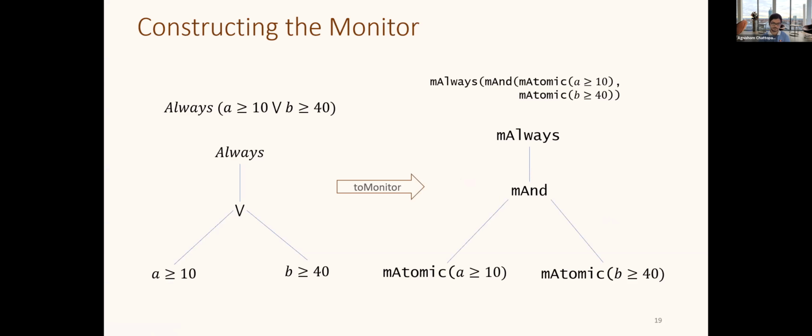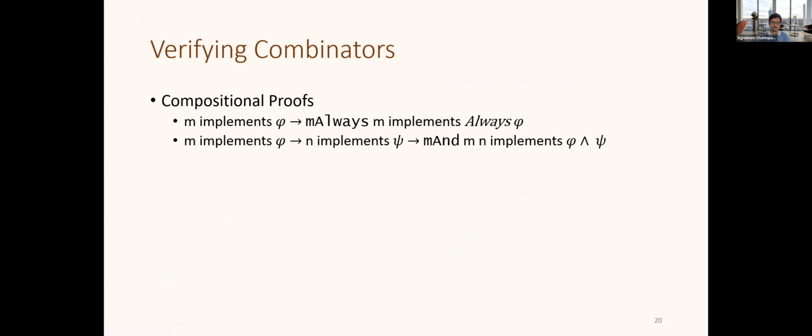The way we have organized our proofs is in a compositional fashion. This means that to prove the main result, we prove smaller pieces. For example, to prove the correctness of the construction of the AND combinator, we need a theorem that says something like this. If there is a monitor M which implements a formula phi and a monitor N which implements psi, then the corresponding construction would implement a monitor for phi and psi.